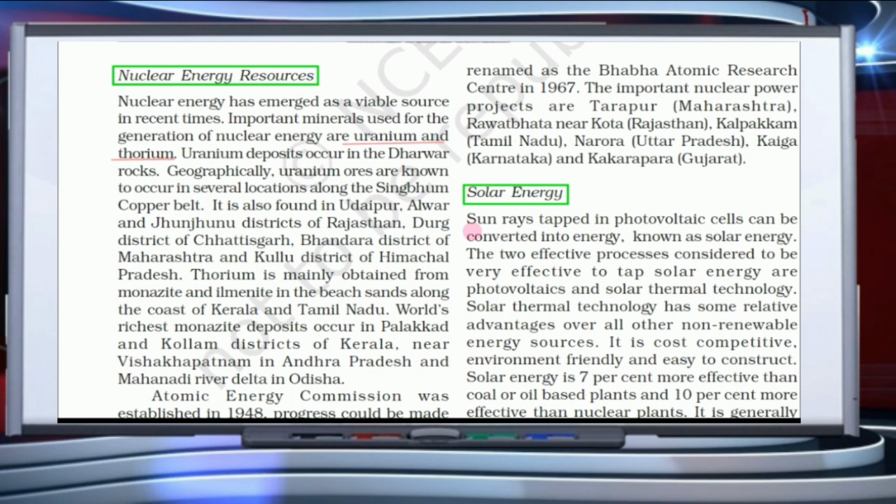In nuclear reactors, the important minerals which we need to produce heat are uranium and thorium. Uranium deposits are generally found near the Singhbhum copper belts. We have read earlier that copper is found near Singhbhum, and along with that we have the uranium deposits as well. It is also found in Udaipur, Alwar and Jhunjhunu districts of Rajasthan, Durg district of Chhattisgarh, Bhandara district of Maharashtra and Kullu district of Himachal Pradesh. Another important mineral, thorium, is extracted from monazite and ilmenite in the beach sands.